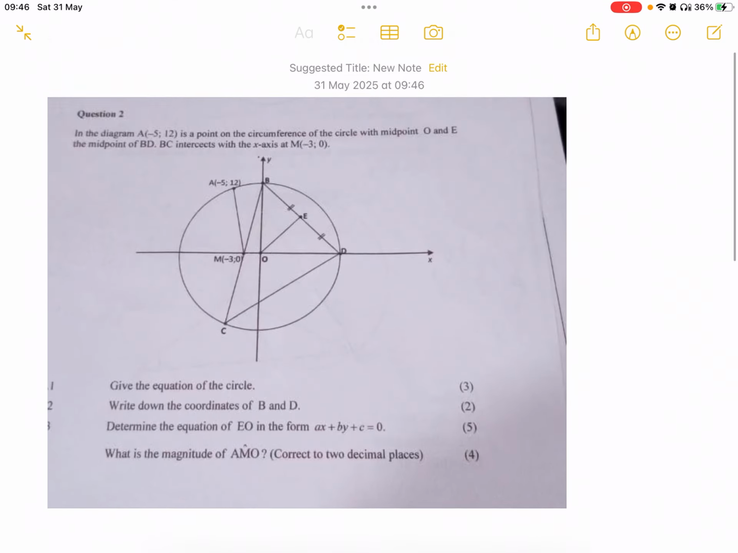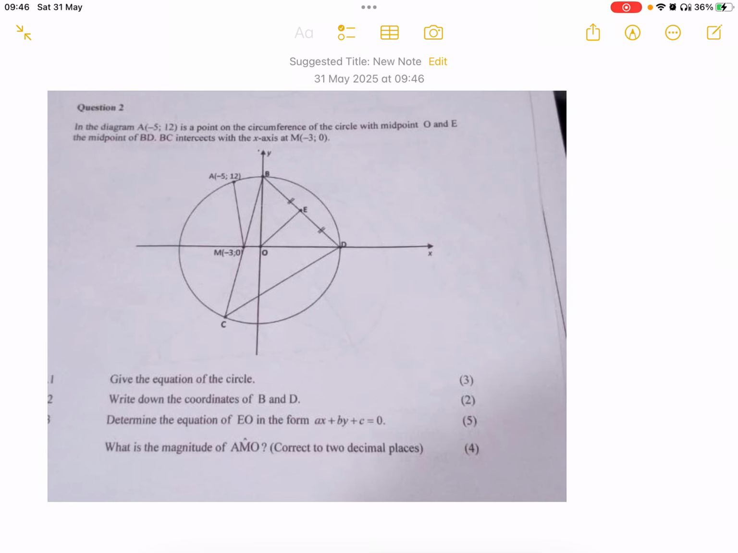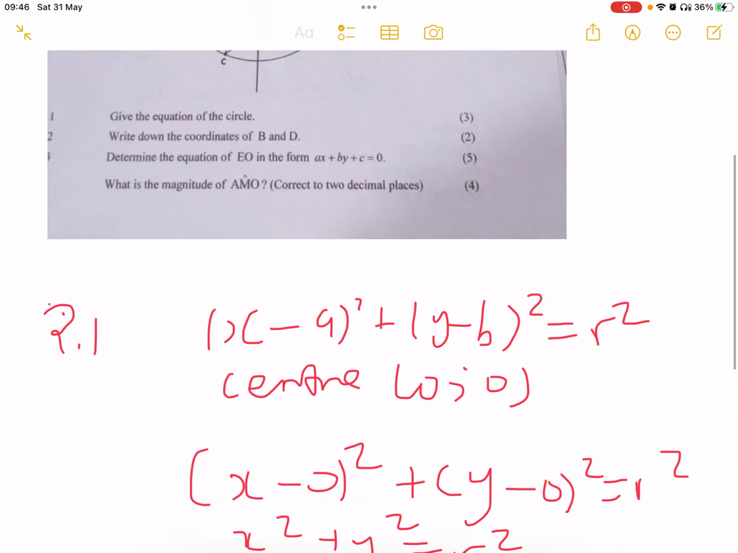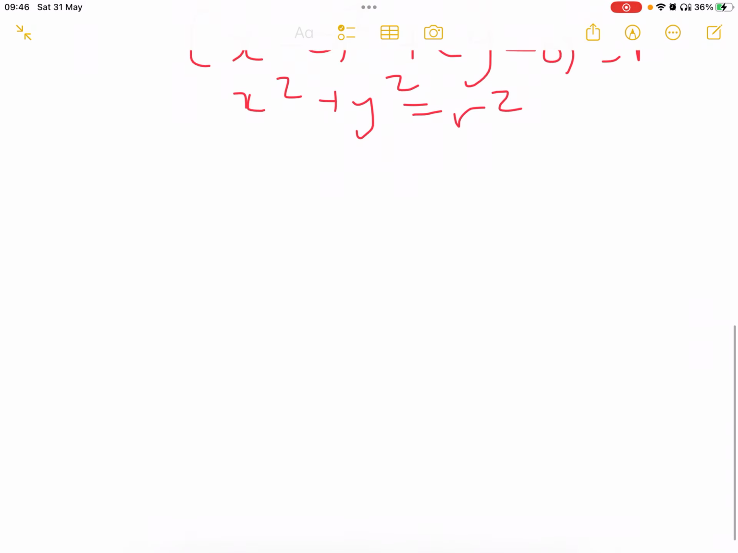Now, where do we find r? If we check in our diagram, MO cannot give you r. BO can give you r, which is the radius, and also O to C and O to D, but all of those do not have coordinates. The only one that has a coordinate and is on the circumference is A. So determining the length of AO will help us get the radius.